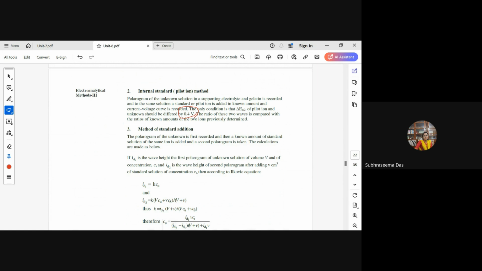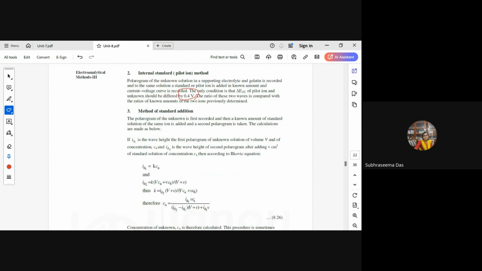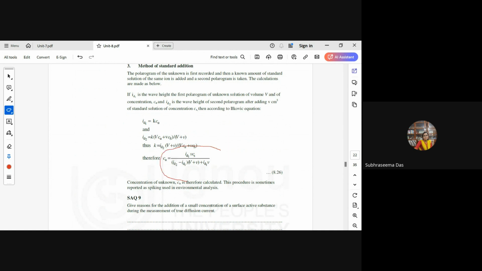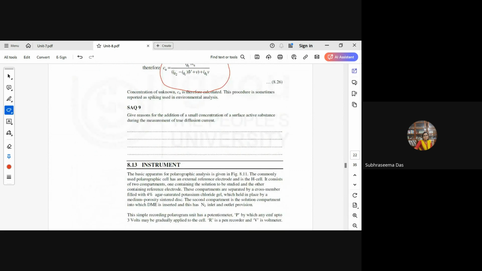Then the third is the method of standard addition. The polarogram of the unknown is first recorded and then a known amount of standard solution of the same ion is added and the second polarogram is taken. The calculations are made using the equation represented in 8.26, and the concentration of the unknown is calculated from this. However, sometimes this procedure is not advisable, as sometimes a high concentration of the unknown species has been recorded.